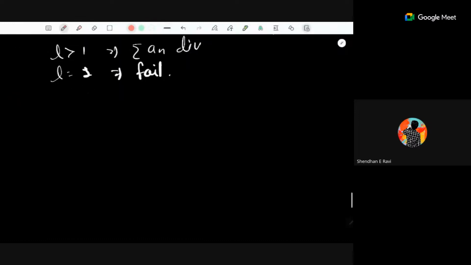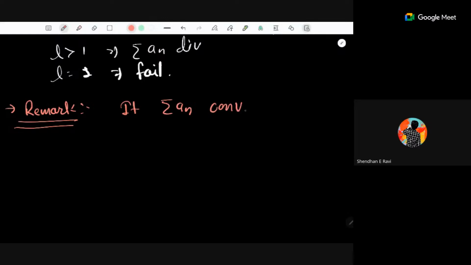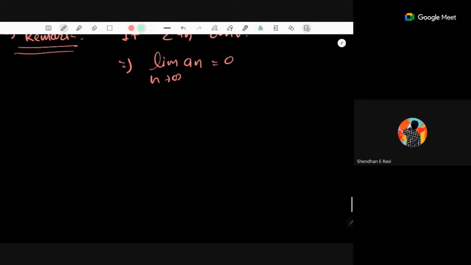Now we have one remark. This remark says that if the summation a n converges, that is, if we have a convergent series, then the limit as n goes to infinity of a n is nothing but 0. This is a well-known remark, because if the limit of a n won't become 0, then we are always adding something in our series, so it can't converge to a finite number. So if we have a convergent series, the limit of a n always becomes 0.